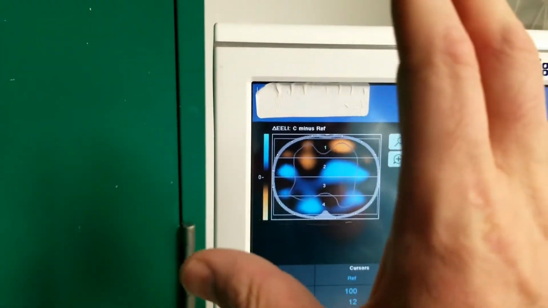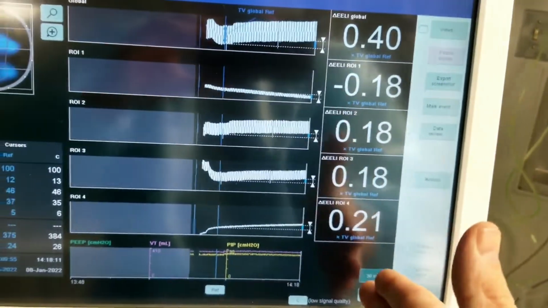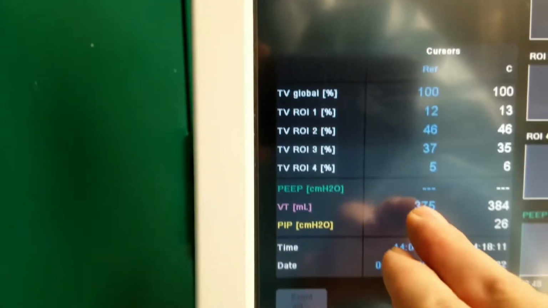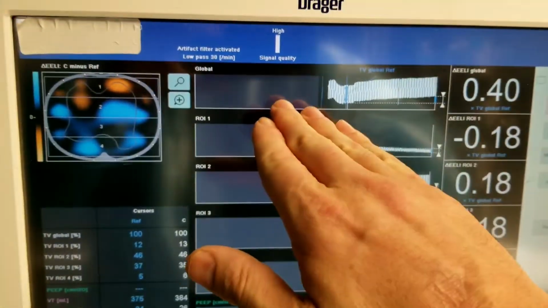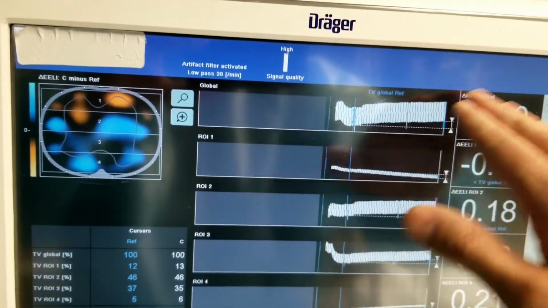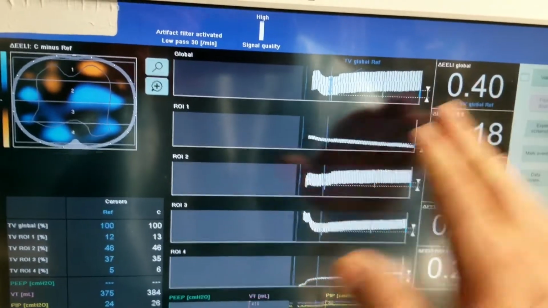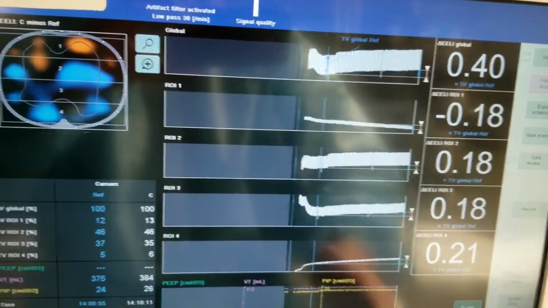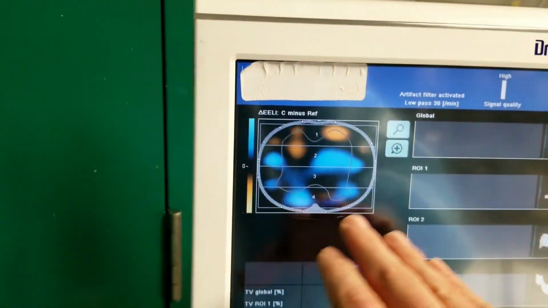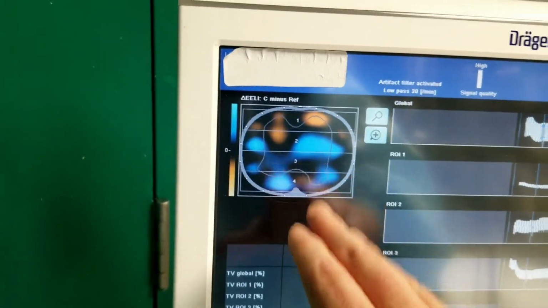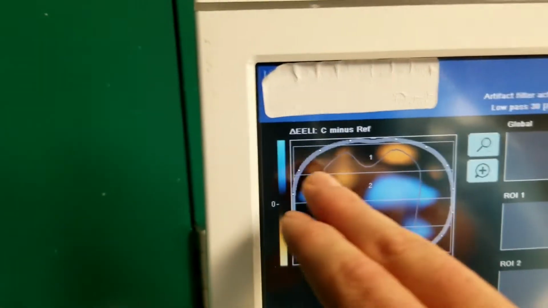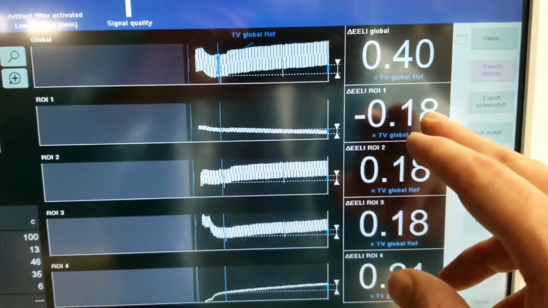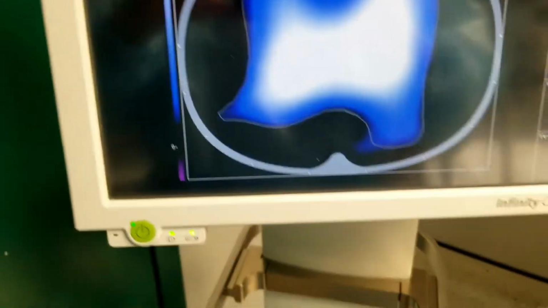So, I mean, it's wonderful. You have the numerical values, which you can multiply with your reference tidal volume to actually put these into milliliters. You have the impedance curves, the trends that show you visually very quickly if we're going up or down. And then you have the color code, where blue means a gain in impedance and orange means loss. Okay, I love this machine.